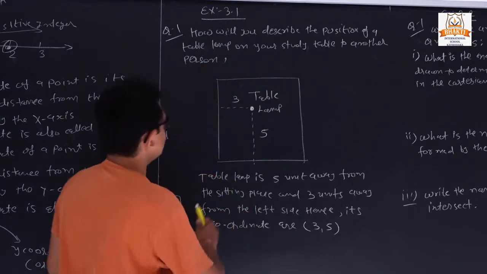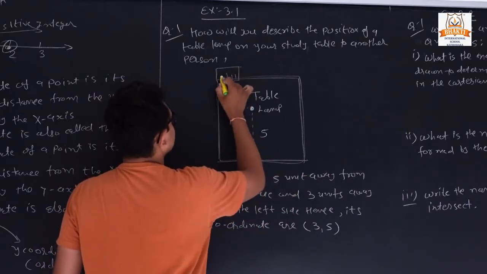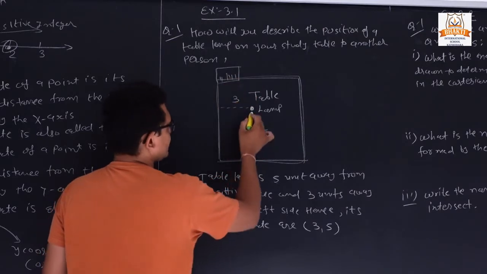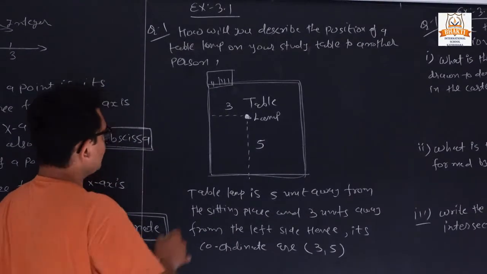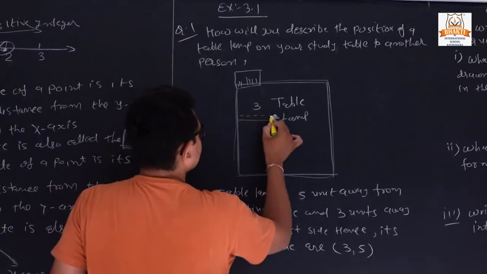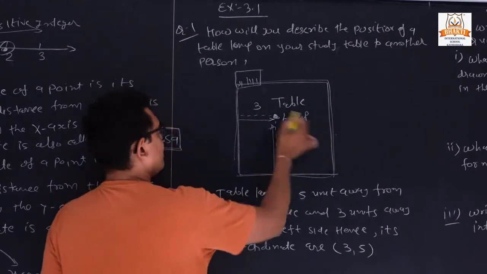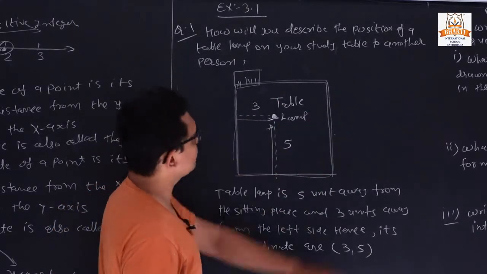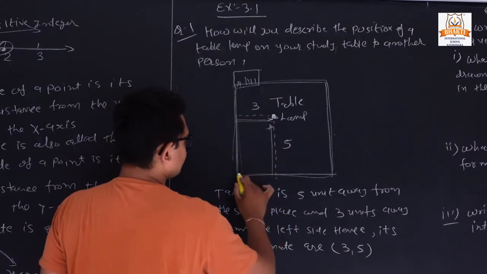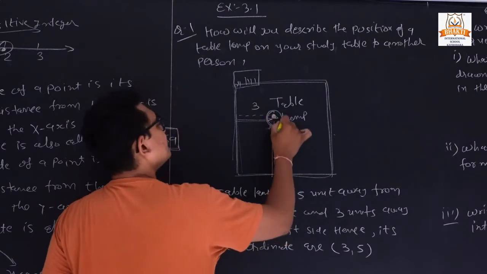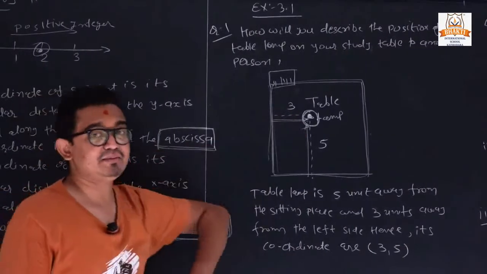So suppose this is our room and this is our entry gate. Some person is coming. If my table is here, the table lamp is here. So I am saying that from this wall it is 3 meters away, and from this wall it is 5 meters away. Suppose we have 4 walls. Clear? So we can find its point.